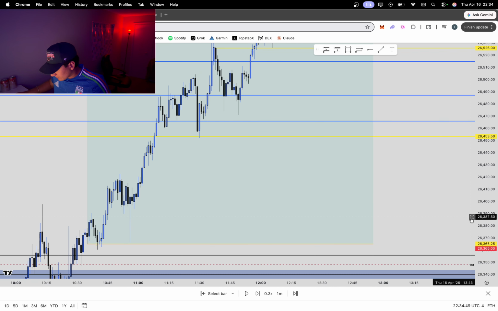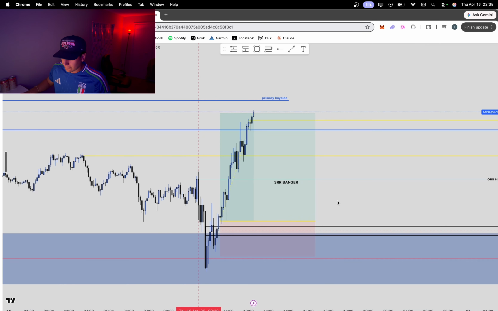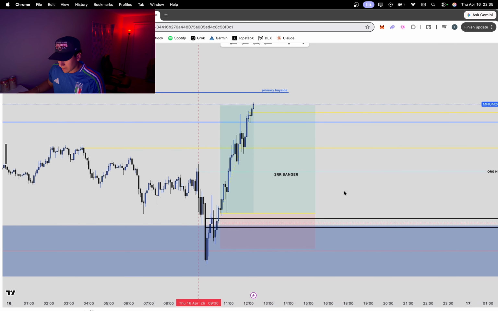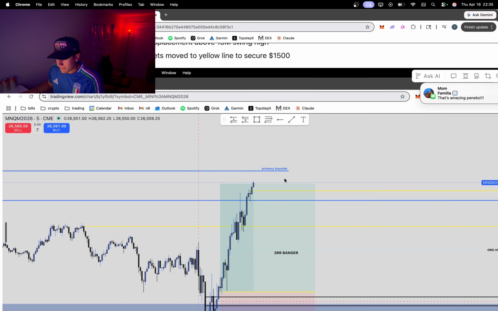But yeah, this was my 3.5 risk to reward trade I took on an EVAL account using Apex, which eventually led to me passing and getting a performance account. And then just for a little bit of proof, here are my actual notes. So this is the 3R banger I took to pass my account.